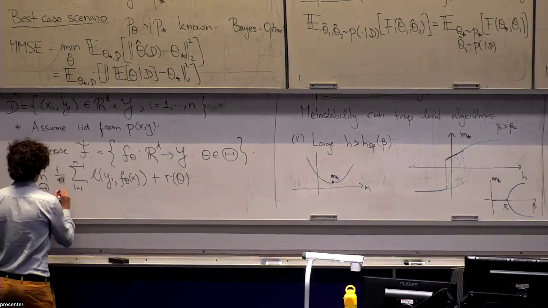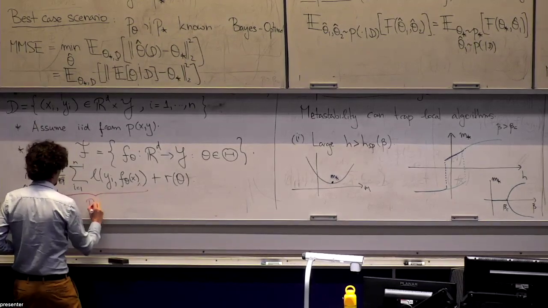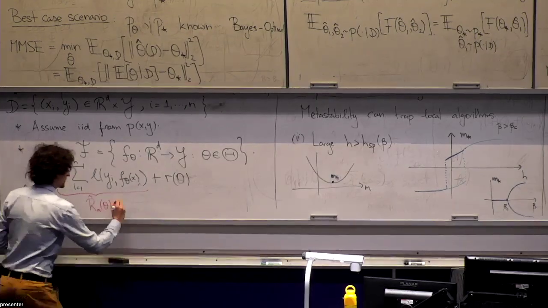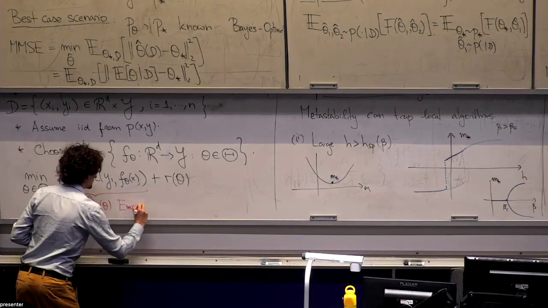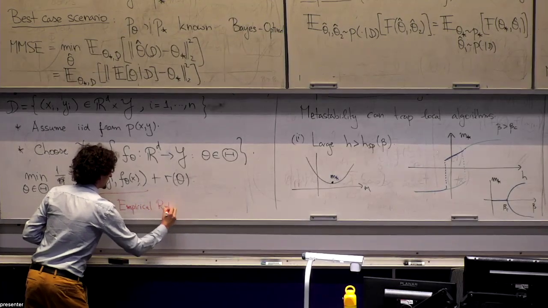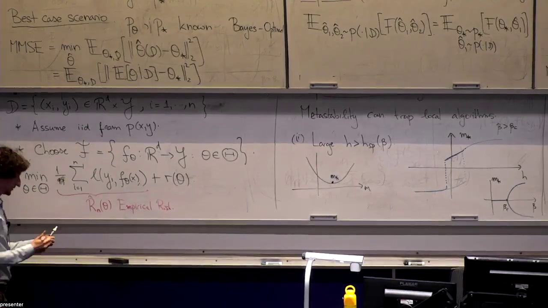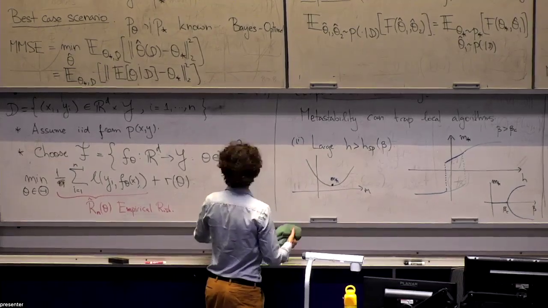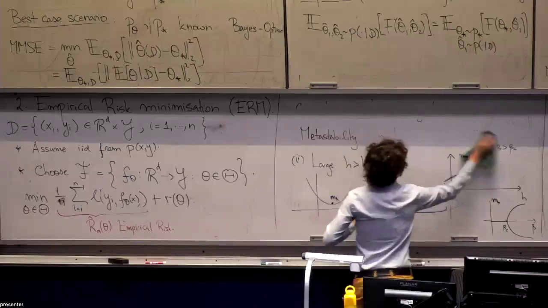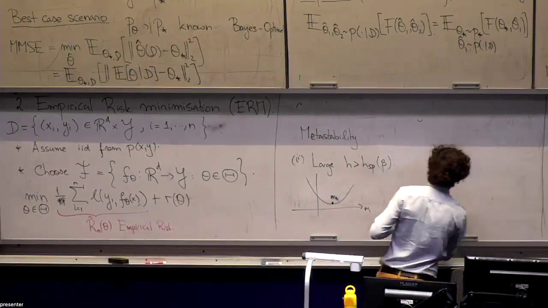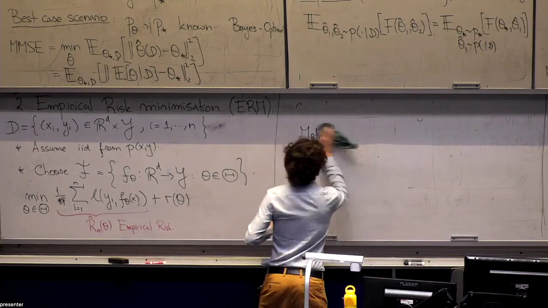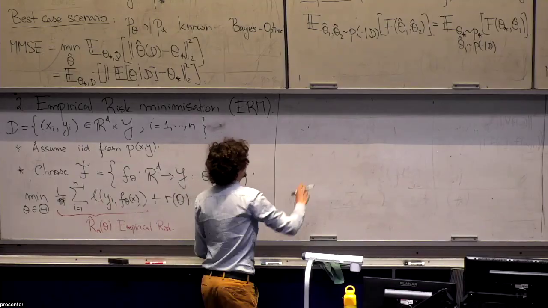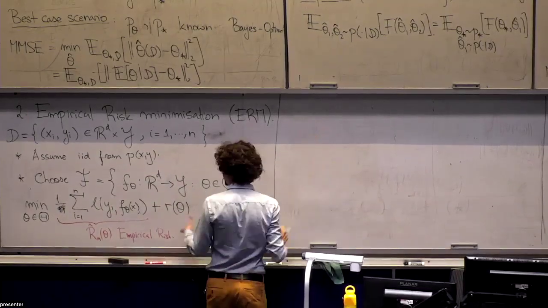This here is called the empirical risk. So that's the empirical risk. And then it's very natural, that's why it's empirical risk minimization: you're minimizing the empirical risk. What you're interested in is not the minimizer of the empirical risk, because this doesn't guarantee that actually you generalize.